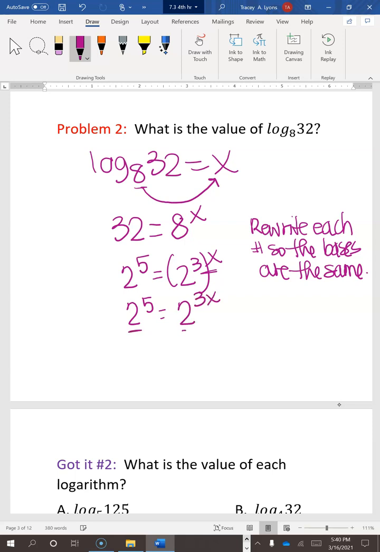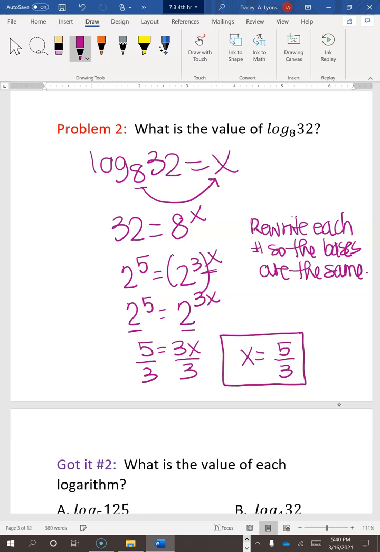Now since the bases are the same, the exponents must also be the same. And then it becomes just a basic little equation that you solve on its own. So x is equal to 5 over 3. I would not write that as a mixed number just because it looks goofy and it's harder to tell what's what if you don't keep it as an improper fraction.